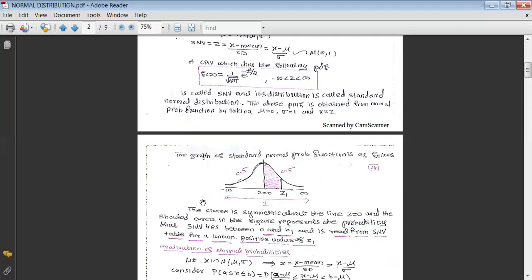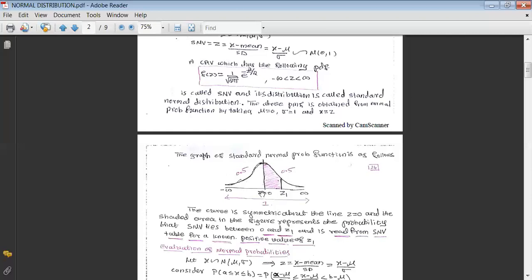Okay, and we know that total probability is 1. That's why we have written the area from minus infinity to plus infinity as 1. And since it is symmetric about the line z equal to 0, the left half covers 0.5 and the right half covers 0.5.